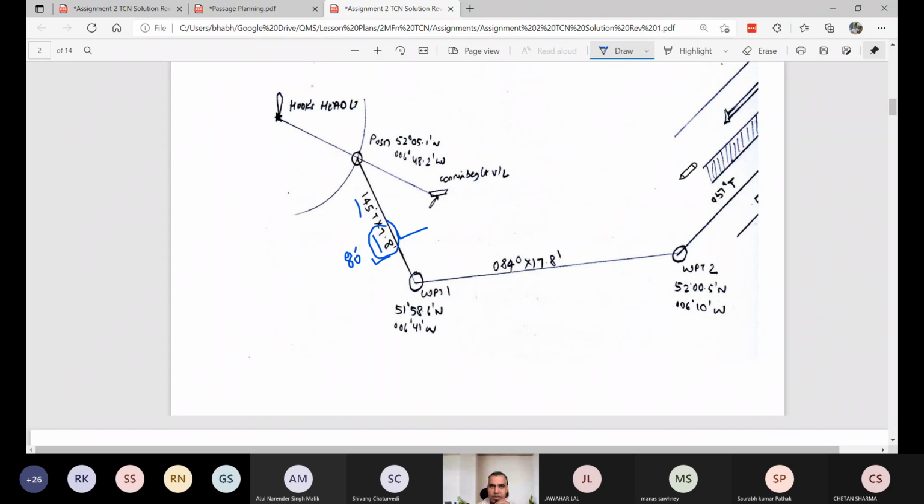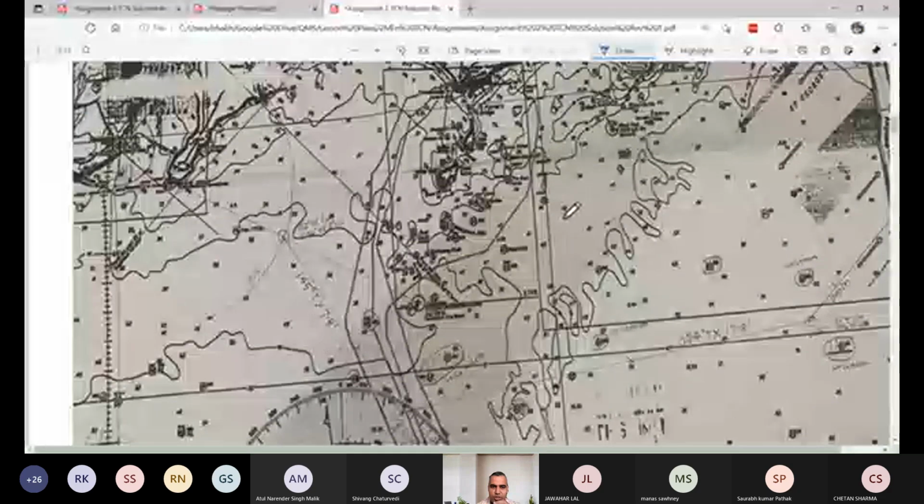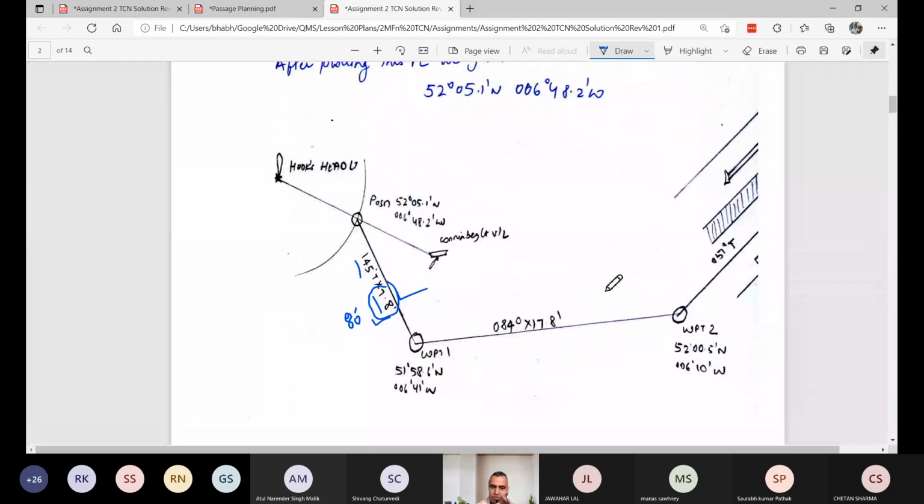See, when you actually make a passage plan, you will require a lot of information. And that much information will certainly not be given to you in the question. So whatever information you require, other than what is given in the question, just assume that information and mark it on the chart, assuming whatever feels convenient to you. So examiner knows that you have assumed it and you have plotted it. Okay, sir.